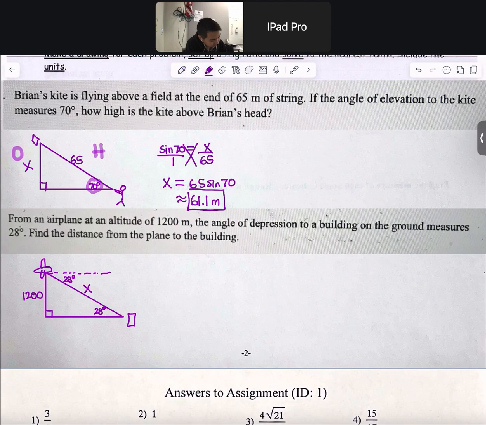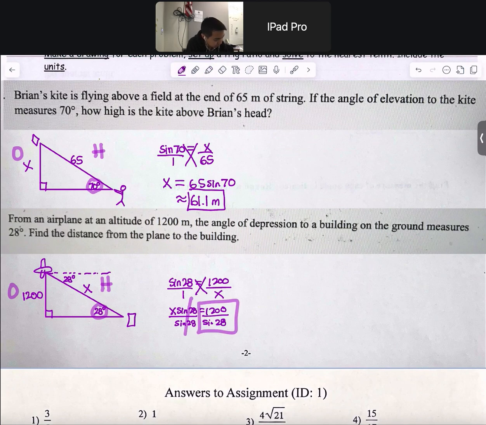From the perspective of this angle, this is opposite and hypotenuse, so this is another case of sine. Sine of 28 equals opposite over hypotenuse. Put this over 1 and cross multiply. x sine 28 equals 1,200, and you divide both sides by sine 28. Cancel. And this is what we need to put in your Desmos calculator.